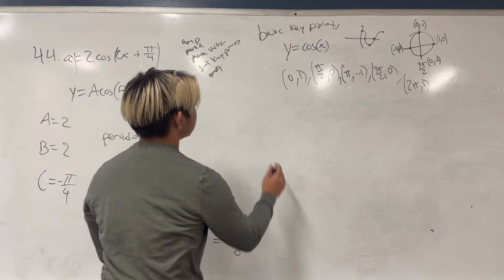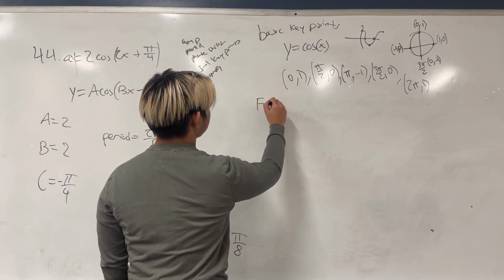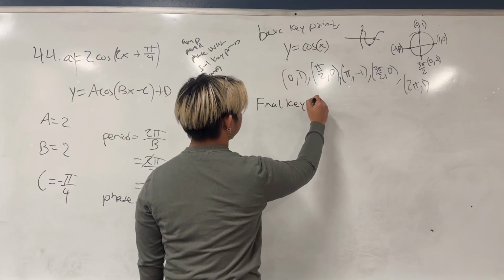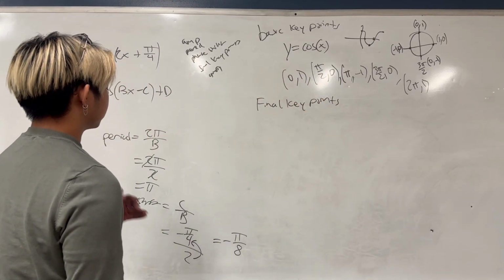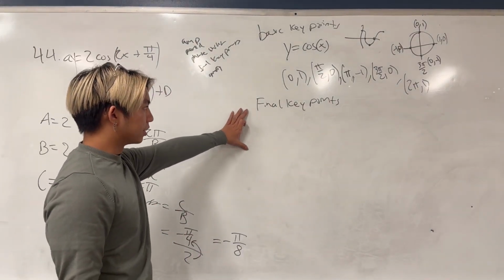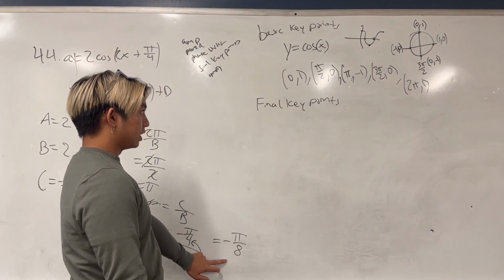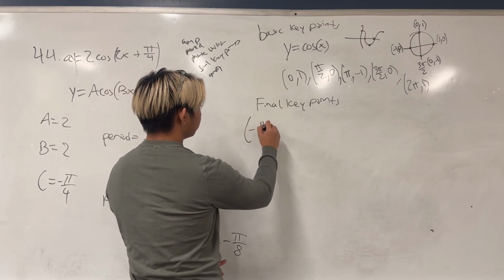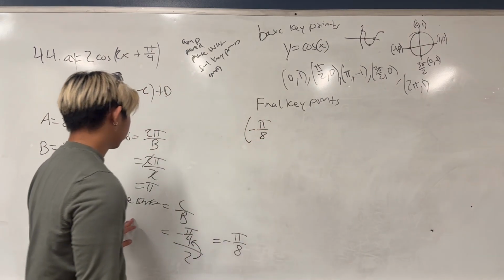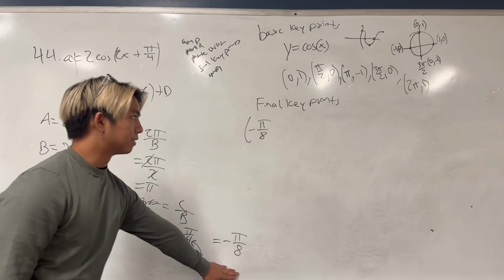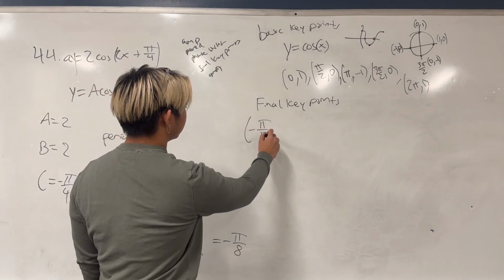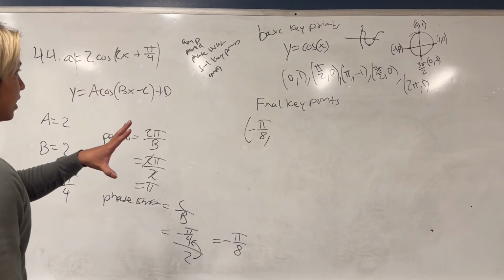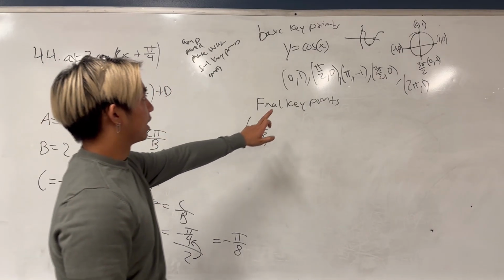Okay, basic key points, and then this is final key points. How do we get final key points? So our first coordinate is always going to be our phase shift. So negative pi over 8, because we found this from C over B, negative pi over 8. So this is our first x coordinate, or our angle. Negative pi over 8, and then how do we find the y value?